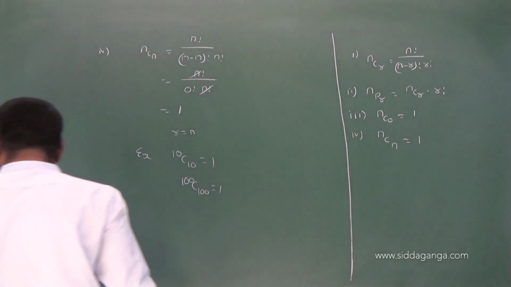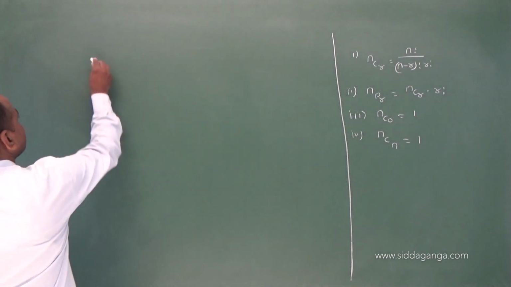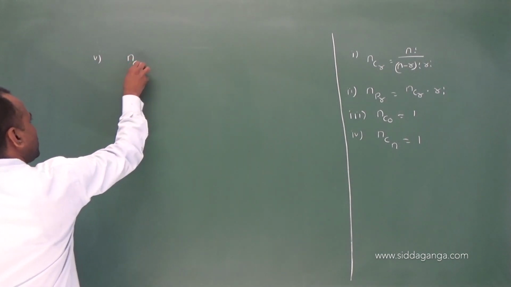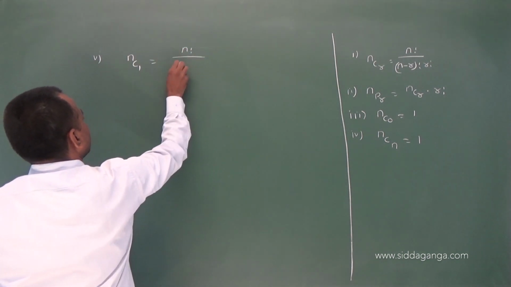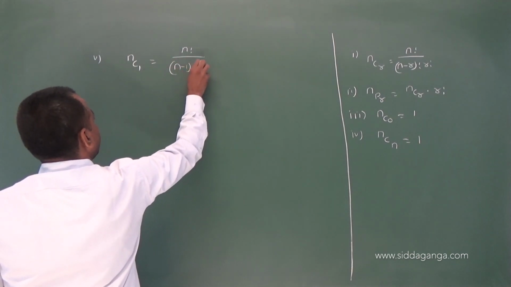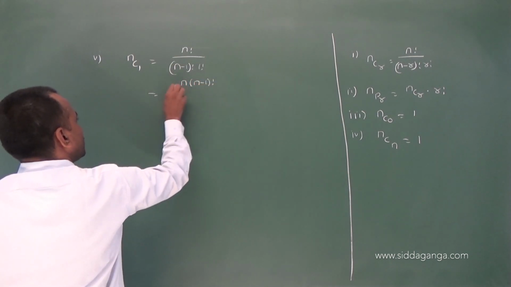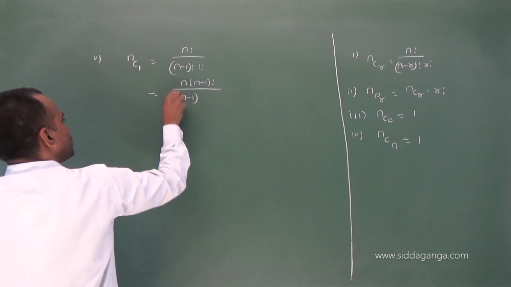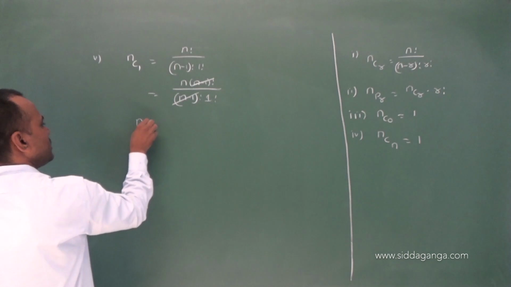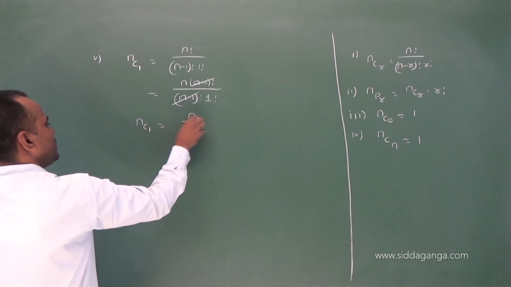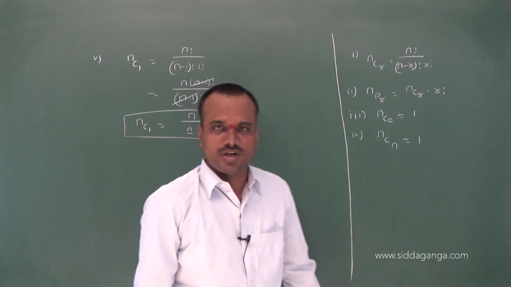So, the fifth note, very important: nC1, that we don't know. We solve this one also. n factorial divided by (n minus 1) factorial into 1 factorial. n into (n minus 1) factorial divided by (n minus 1) factorial into 1 factorial. The (n minus 1) factorials get cancelled. nC1 is n divided by 1 factorial.